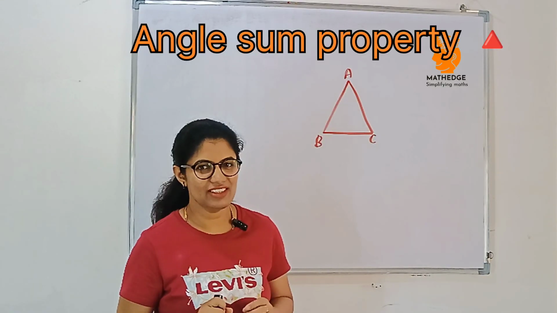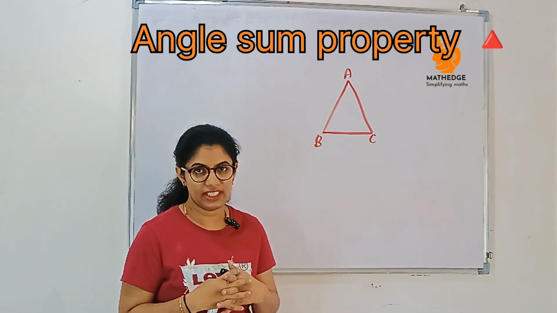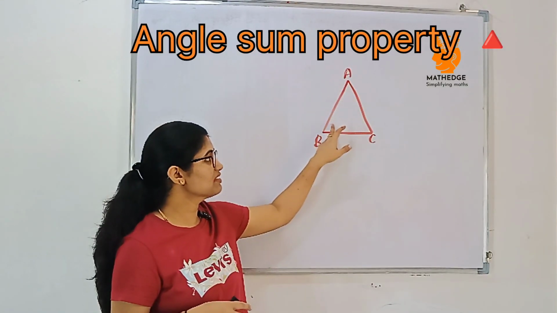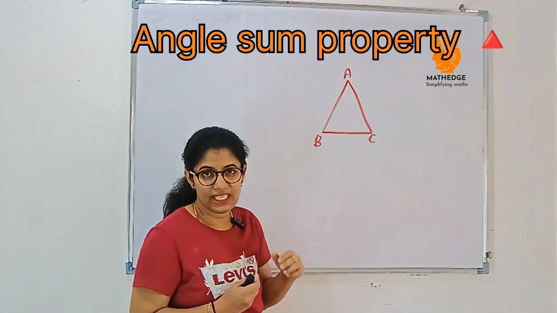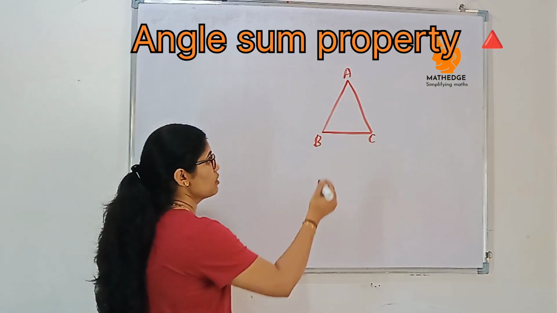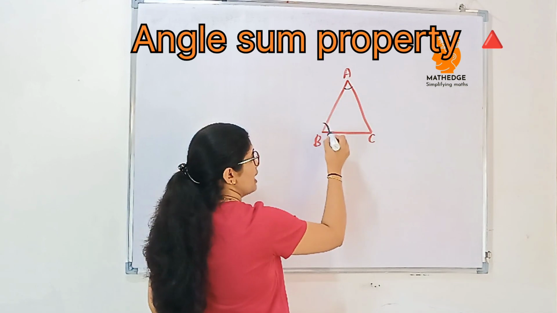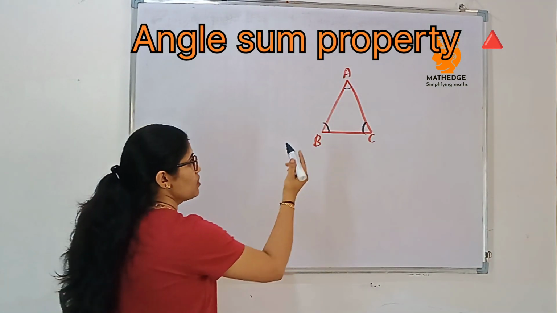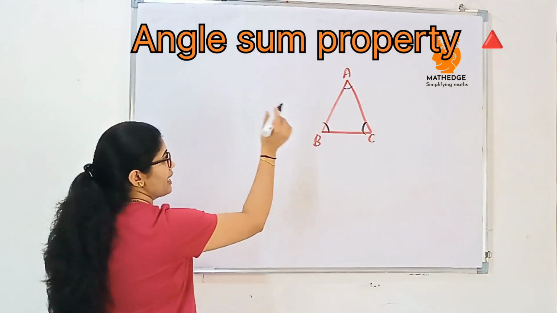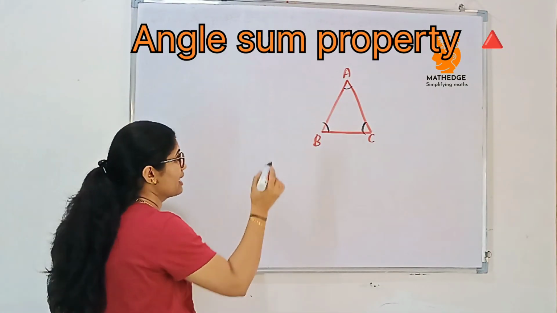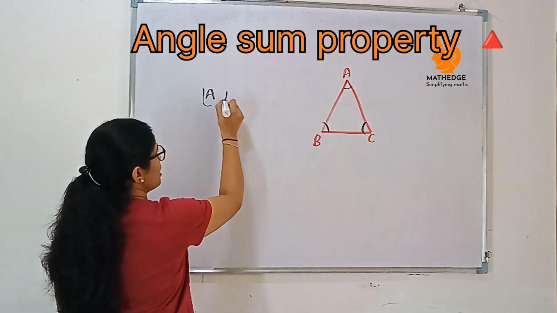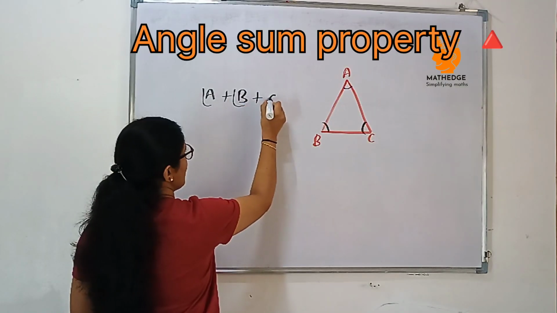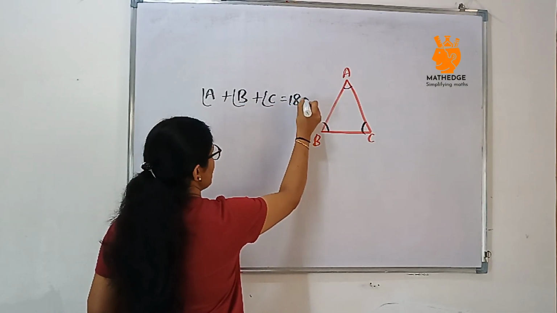Next, the angle sum property of a triangle. This is a lifesaver. What is the angle sum property of a triangle? The sum of the angles of a triangle is always 180 degrees. That we call the angle sum property of a triangle. This angle sum is equal to 180 degrees. Let's say you assume these as x, y, z, or you can consider the angles themselves: angle A plus angle B plus angle C is equal to 180 degrees.